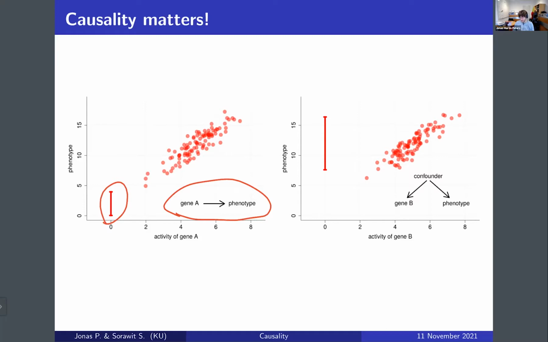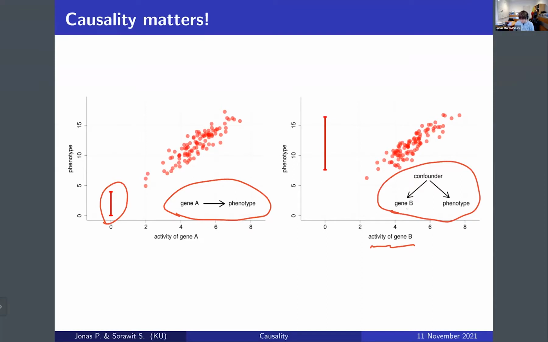On the other hand, let's say you have a similar scenario where you have a gene B that also shows the same dependent structure with the phenotype, but has a different causal structure. So now in this scenario, we have a so-called confounder that is influencing both gene B and the phenotype, then the answer to the question is different.